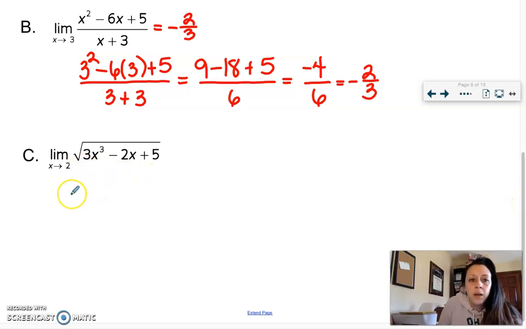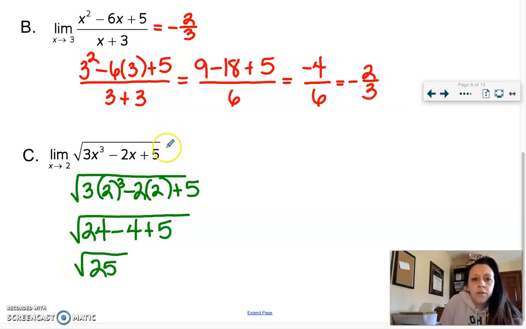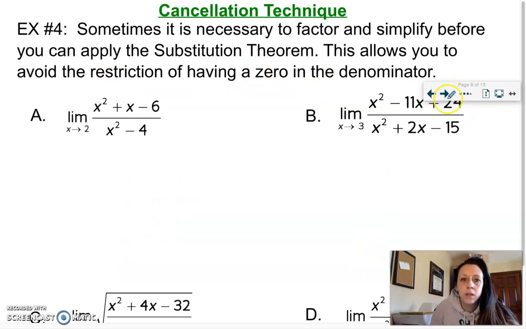Okay. And then C, same thing. So we're going to plug in. All right, let's see. 2 to the third is 8 times 3 would be 24 minus 4 plus 5. 24 minus 4 is 20. So what is that? 25, which is 5. Okay, substitution theorem. Nice and simple.